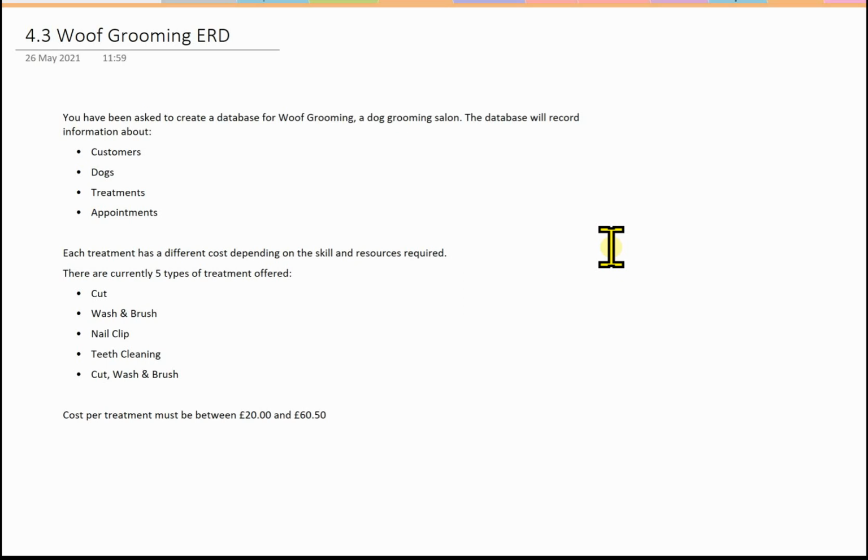We've been asked to create a database for Woof Grooming, a dog grooming salon. The database will record information about customers, dogs, treatments and appointments. Each treatment has a different cost depending on the skill and resource required. There are currently 5 types of treatment offered: cut, wash and brush, nail clip, teeth cleaning and cut, wash and brush. And we're told that the cost per treatment must be between £20 and £60.